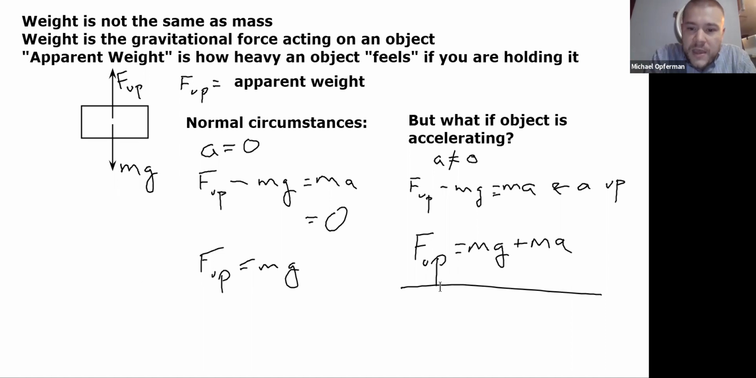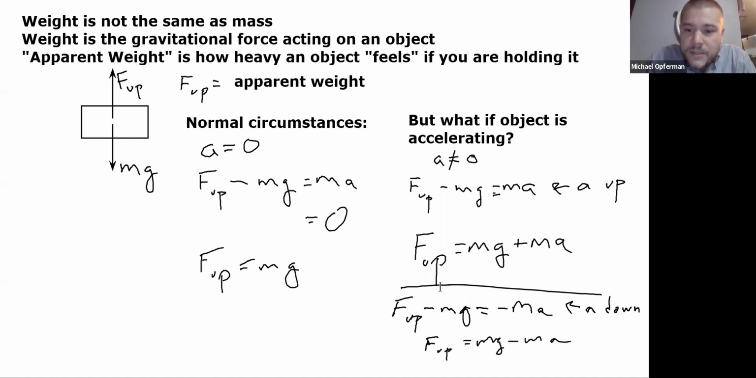Conversely, if the acceleration is down, you'll have F up minus mg equals negative ma, because a is pointed downwards, and if a is pointed downwards, you have to make a negative. So this would be for an acceleration down. And this would give you F up is mg minus ma. So the object's apparent weight would be less than its real weight. So the apparent weight could be equal to, greater than, or less than the real weight of the object, depending on how the object is moving.